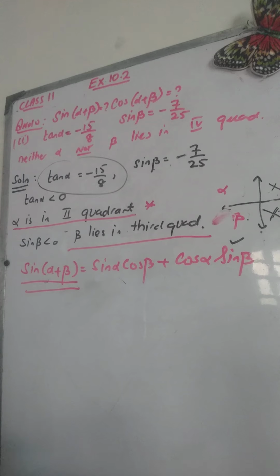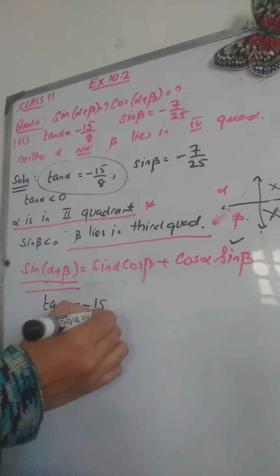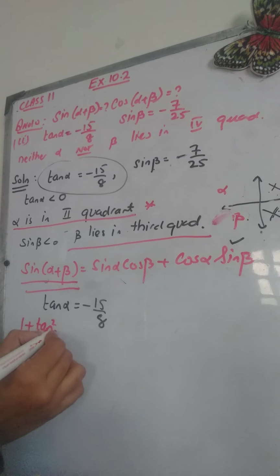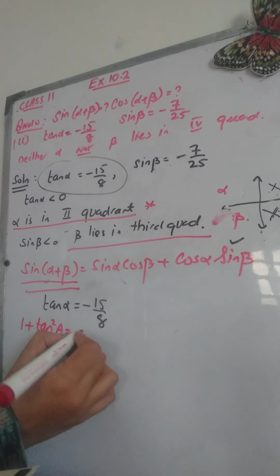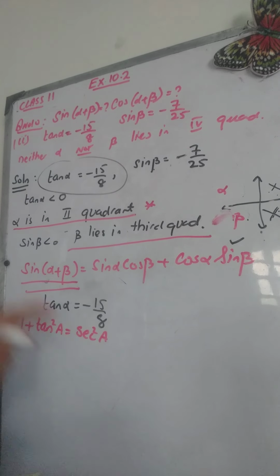from the trigonometric identities, tangent alpha is given to be equal to negative 15 by 8, and we know that 1 plus tan square of some angle is always equal to the secant square of that angle.